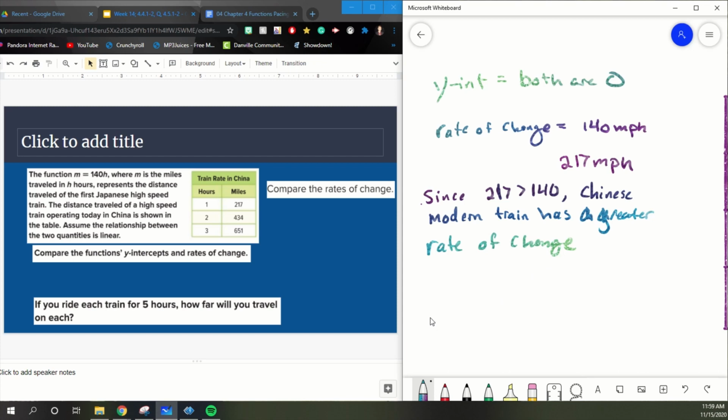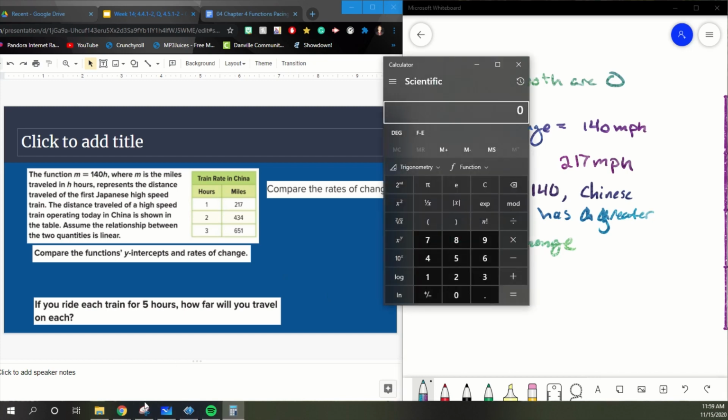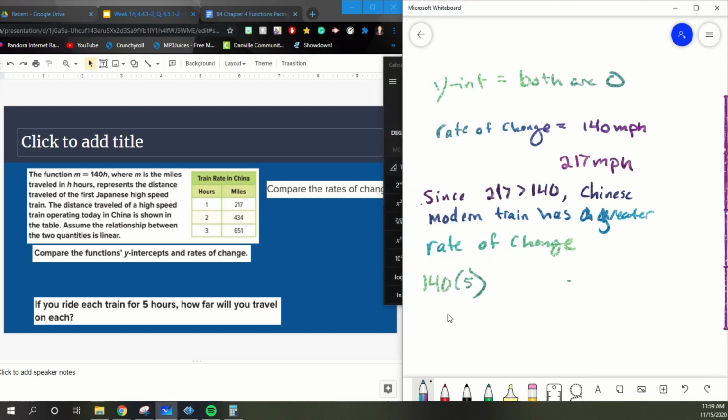If you ride each train for 5 hours, how far will you travel on each train? Well, we're going to have to do 140 times 5 for our first function. So I'll pull up my calculator and do just that, 140 times 5. And we get that we travel 700 miles.